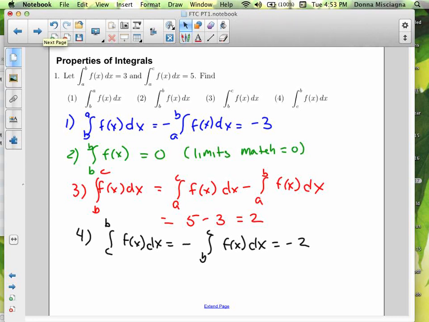Okay? So pause the screen if you need to and write these down in your notes. That'll help remind you of the rules. And these are very important rules. All right, so let's continue on. I think I've got some more properties.